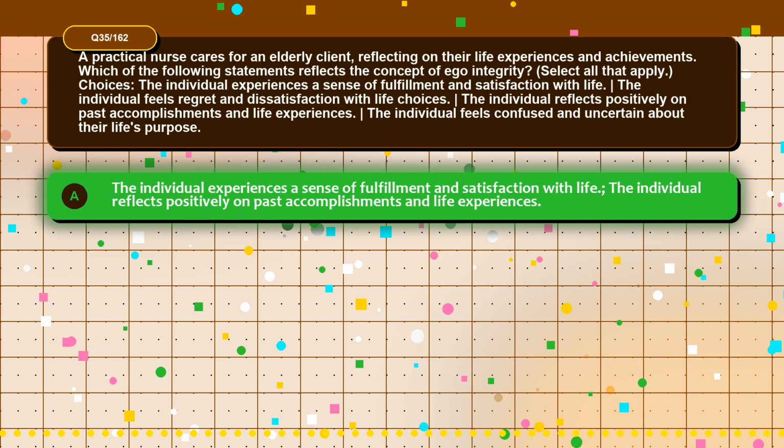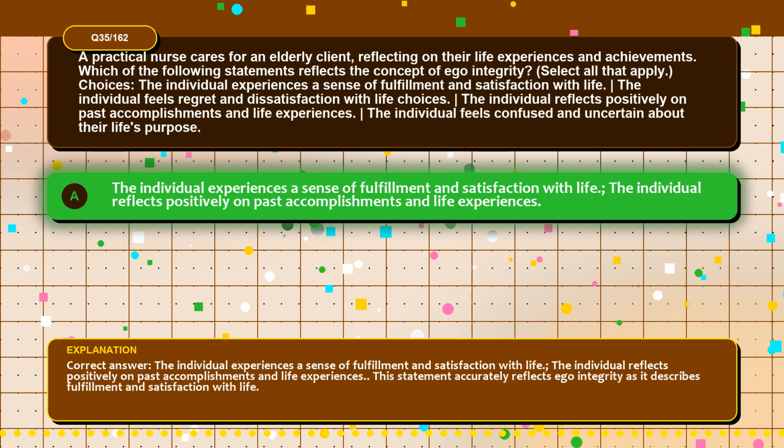The individual reflects positively on past accomplishments and life experiences. Correct answer. The individual experiences a sense of fulfillment and satisfaction with life. The individual reflects positively on past accomplishments and life experiences. This statement accurately reflects ego integrity as it describes fulfillment and satisfaction with life.